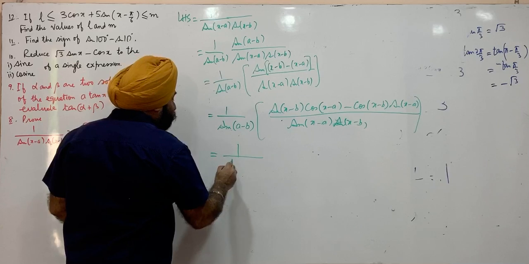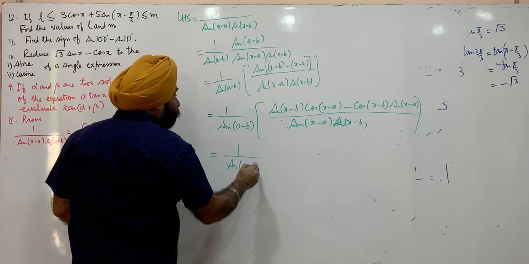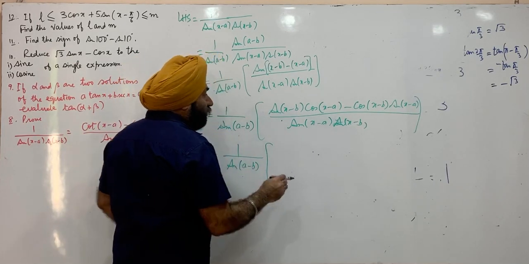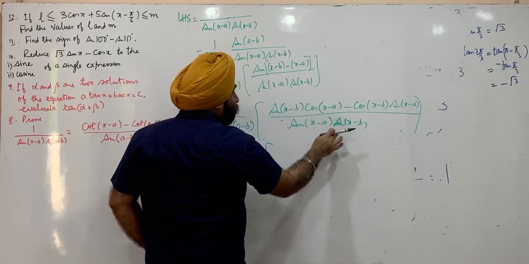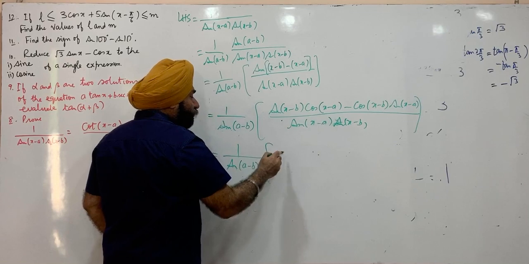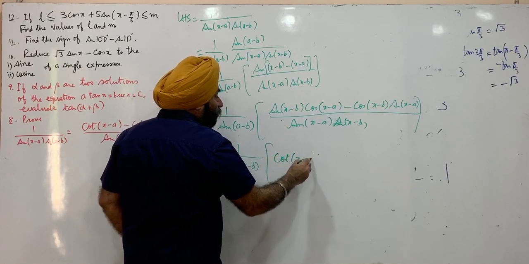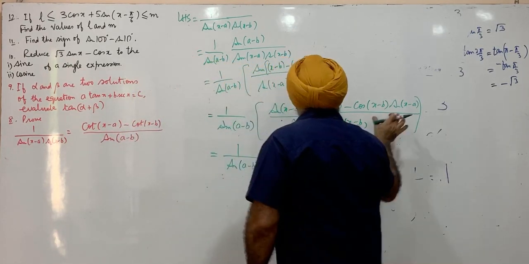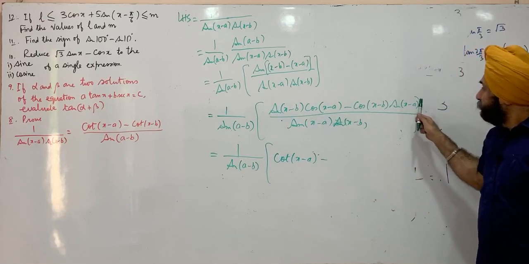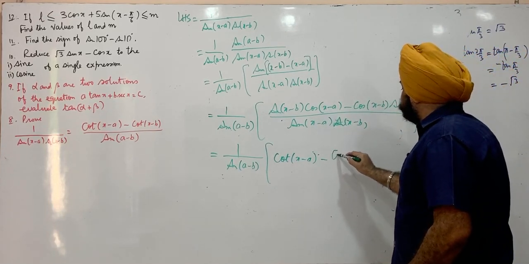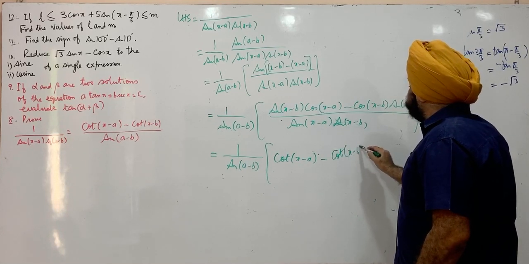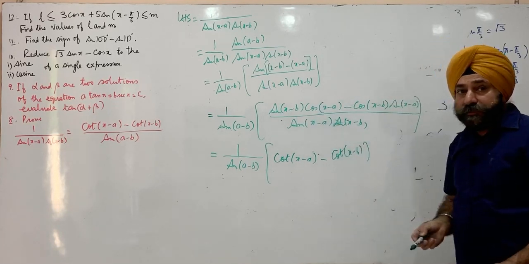This is 1 by sine of a minus b. Now dividing this with this, sine of x minus b will cancel out. We have cos upon sine, which is cot of x minus a, and this upon this, sine of x minus a will cancel out. We will have cos upon sine, that is cot of x minus b. So this is how we prove it.